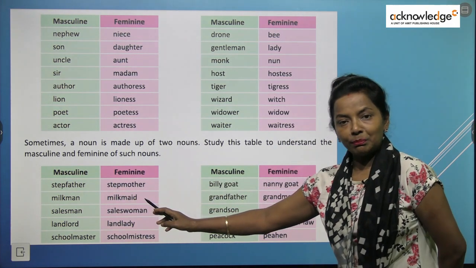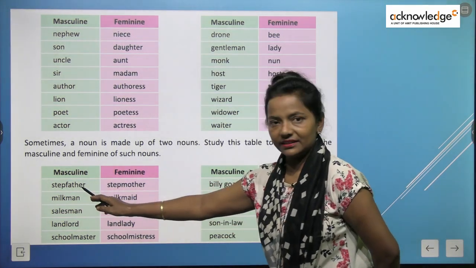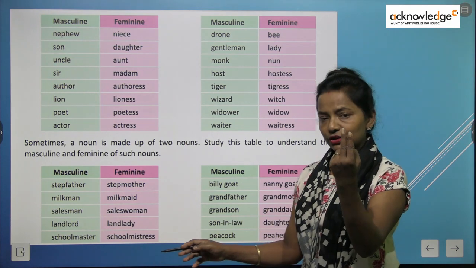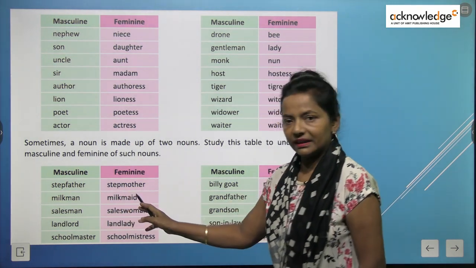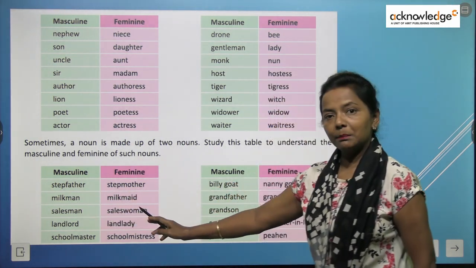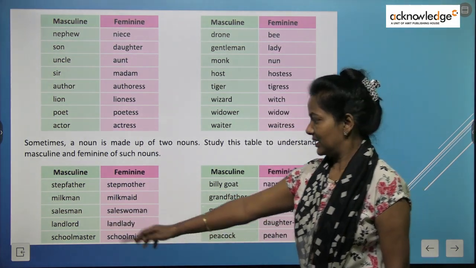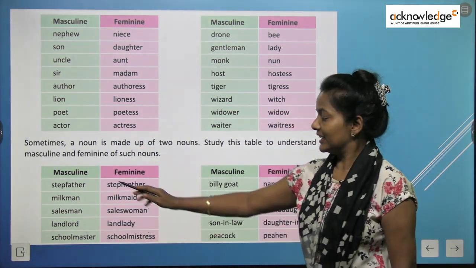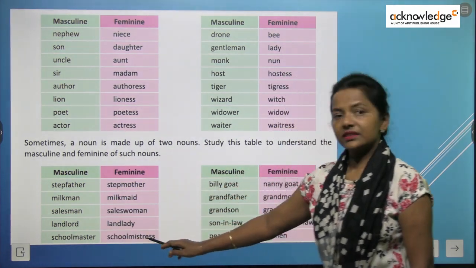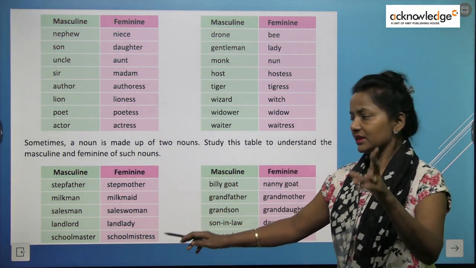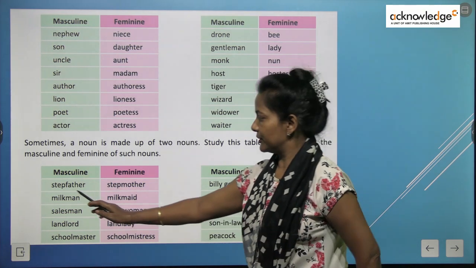Stepfather, stepmother. There are two nouns here, step and father. We are having two nouns here. So, stepmother. Milkman, milkmaid. Salesman, saleswoman. Landlord, landlady. And schoolmaster, schoolmistress. Here, children, just see very carefully.